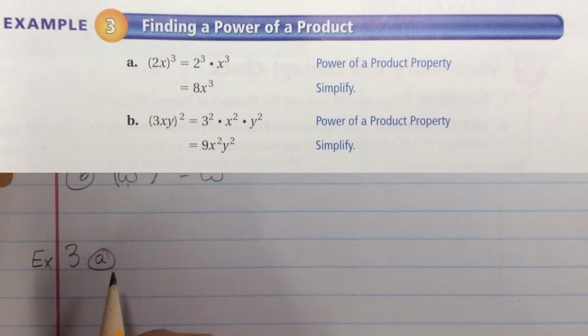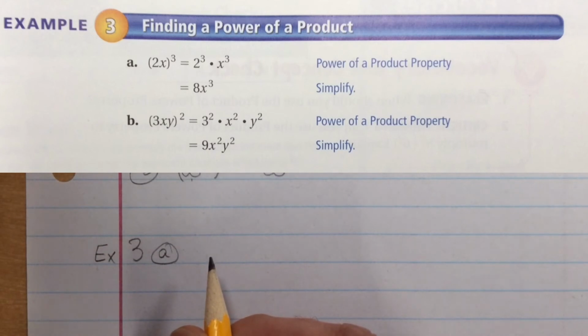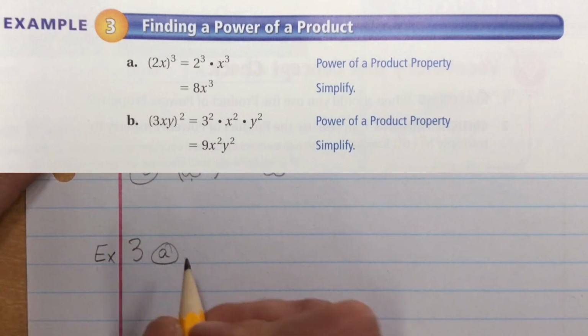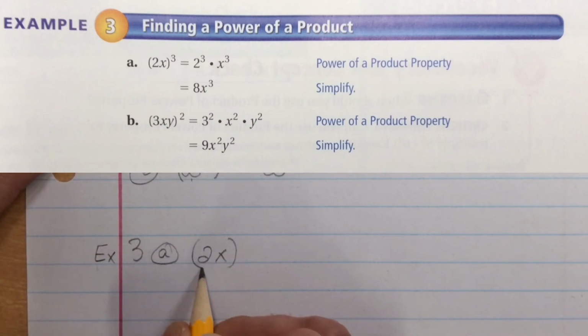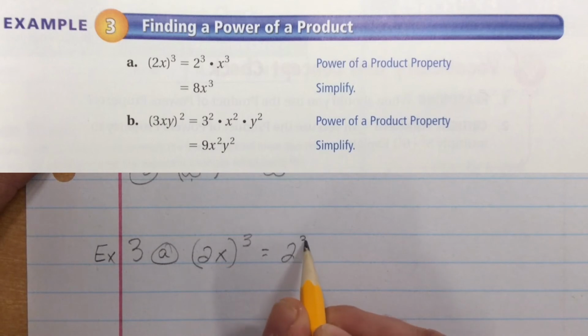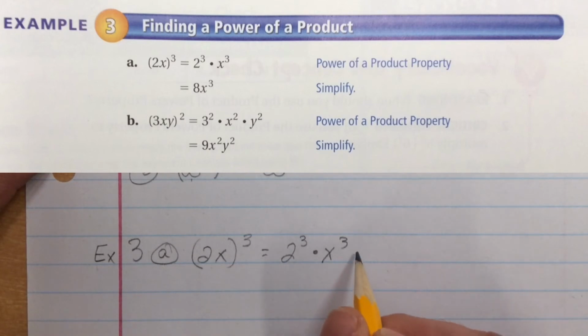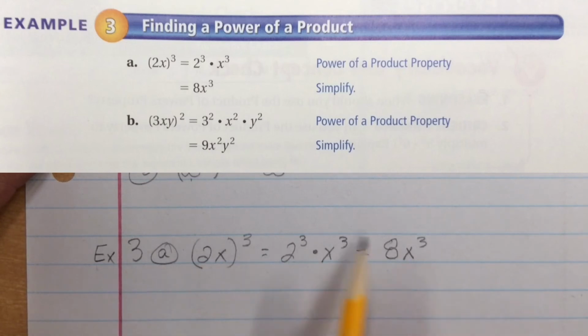A gives us 2x in parentheses to the 3rd power. Without the parentheses, that 3 would just apply to the x. But because those are in parentheses, it's to each of them. This is the same as 2 to the 3rd power times x to the 3rd power. And 2 to the 3rd power, 2 times 2 is 4 times 2 is 8. So this equals 8x cubed. And this is probably more likely where you're going to see that kind of a thing in an algebra class.